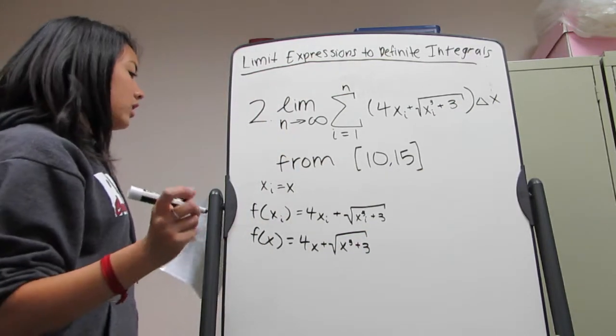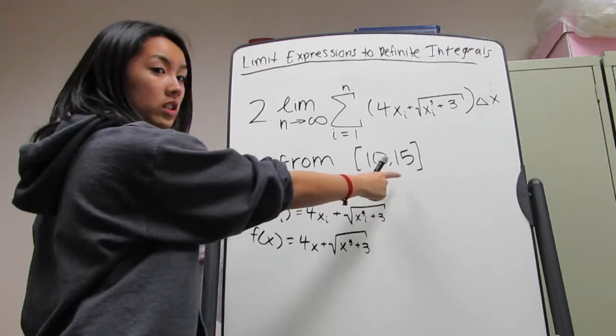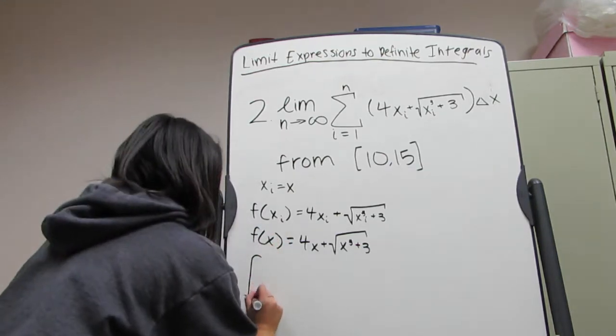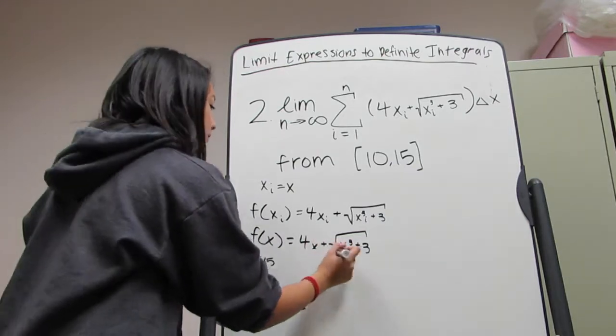Then we can substitute it into a definite integral since our endpoints are given to us. So this will be the definite integral on the points from 10 to 15, with our f of x being this equation.